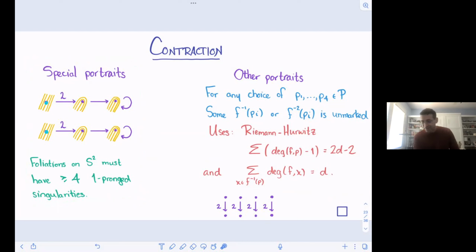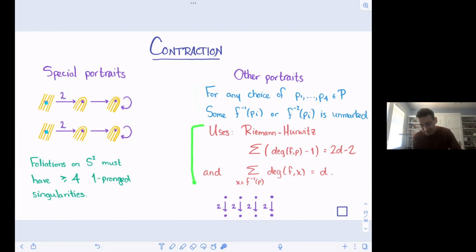And for every other portrait, right? Since you have to have 4 of these one-pronged singularities to have Euler characteristic +2, for any other portrait, you want to show that some point of either f inverse of these 4 points or f minus 2, you want to show one of them is unmarked, and that's that junk point where you have the one-pronged singularity that's not a marked point. And it's just combinatorial topology.